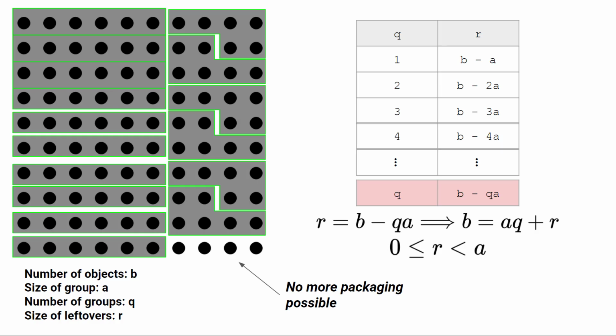We'll skip explaining why these two numbers are unique, but you're encouraged to think about what would happen if you had two different values of Q and two different values of R that produce the same packaging that this algorithm does.